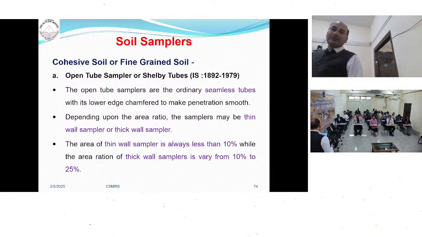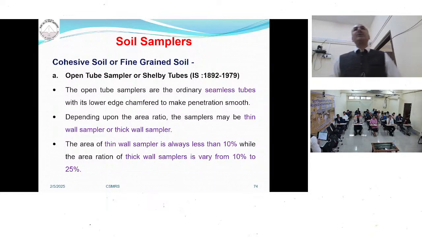Normally in the projects we ask the project people, please provide the Shelby tube 38 diameter. Before that I want to discuss one more thing. What is the area ratio of a sampler? Any idea about that? Because if you don't know the area ratio, then you are unable to grasp that thing. What is the area ratio?